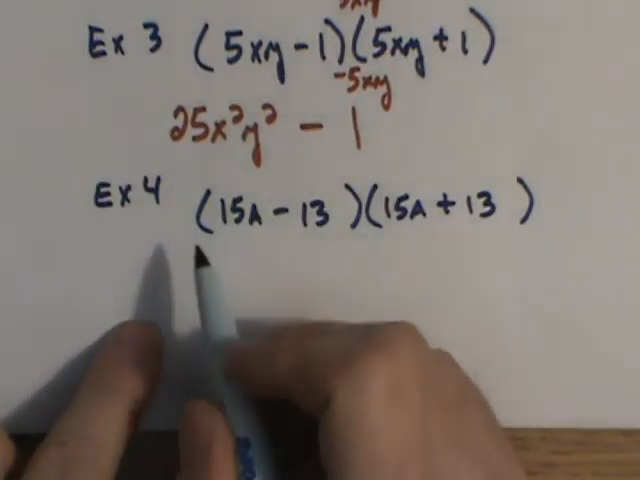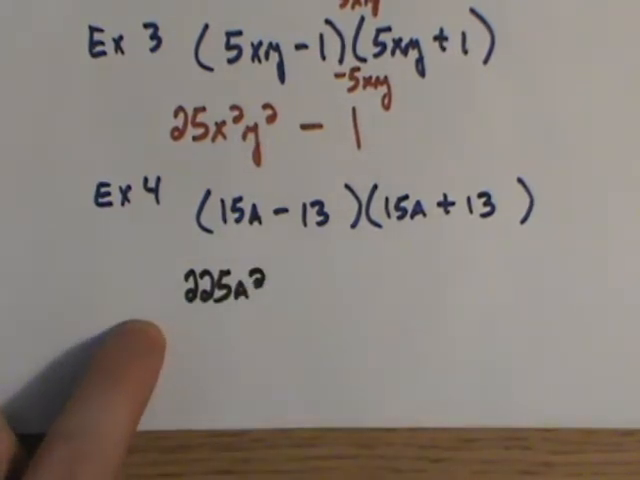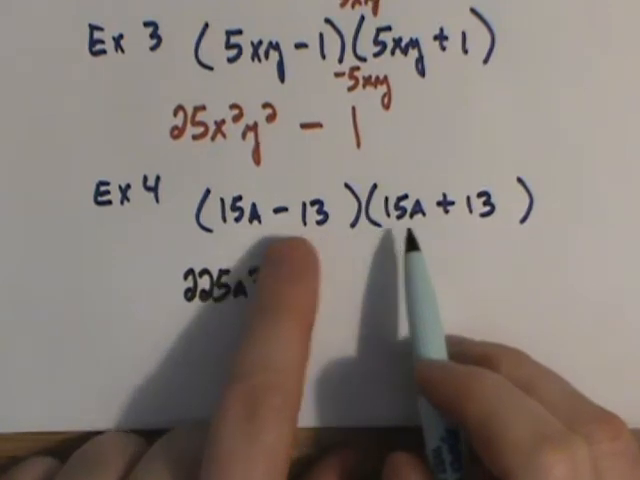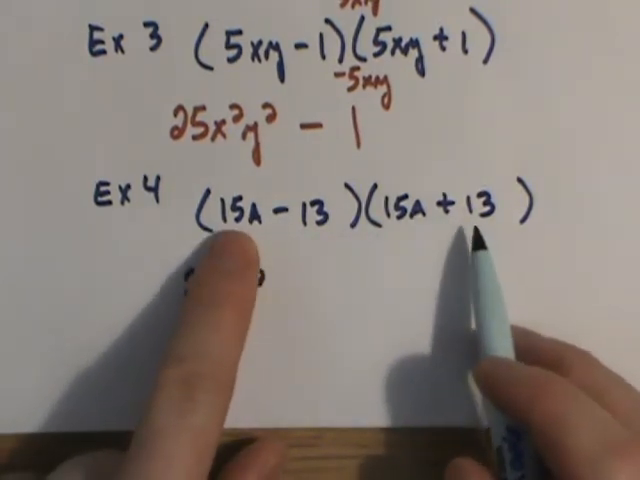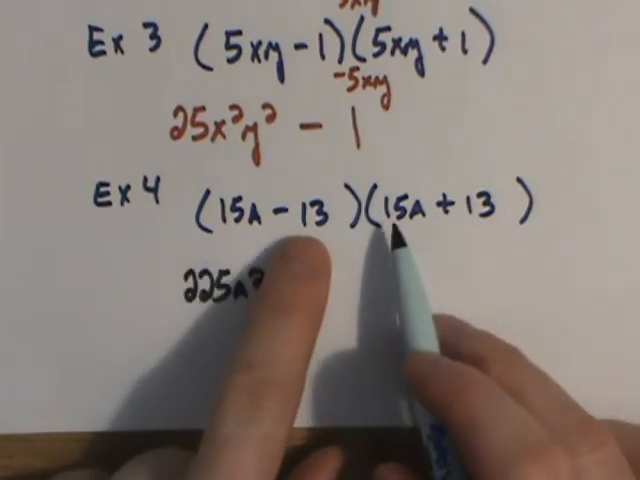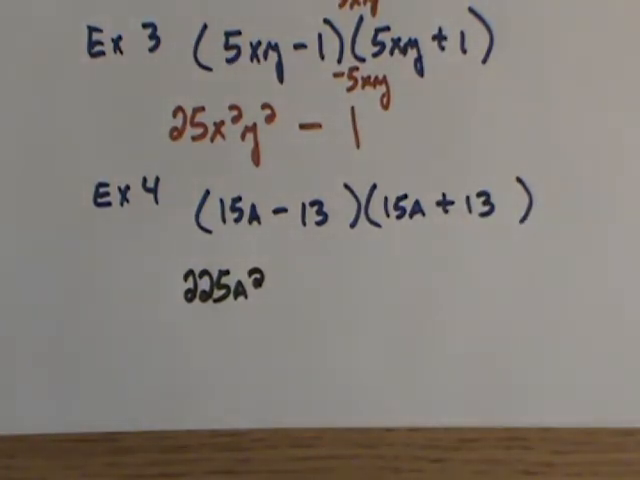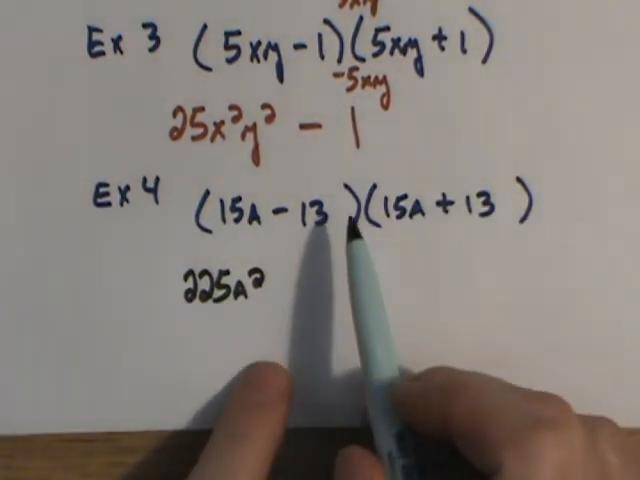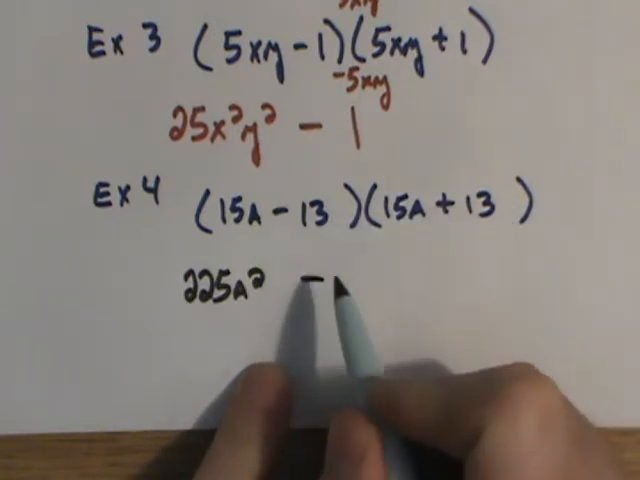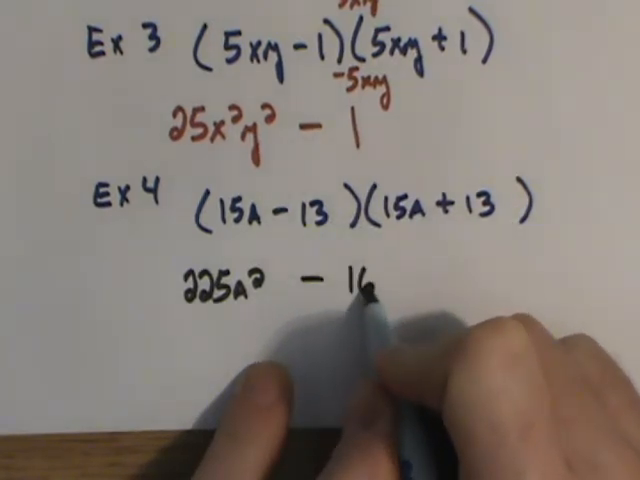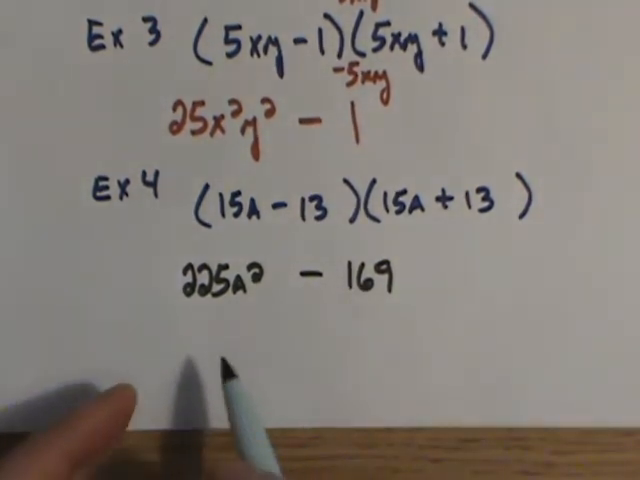First with first would be 225a squared. Now, the only thing that might slow you down are these products, but by knowing the nature of the beast, would you agree that 13 times 15 and negative 13 times 15 forces that middle term to drop out? I don't need to know what it is. I can go directly to the last with last. Negative 13 times 13 would be negative 169. And so I have a square component minus a square component. That's a difference of squares.